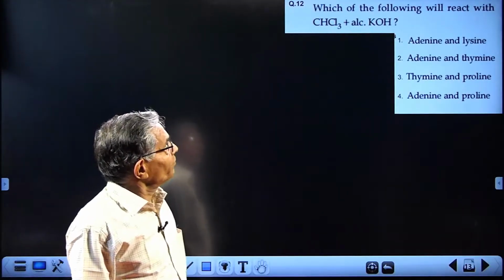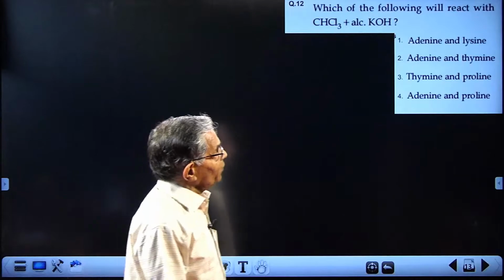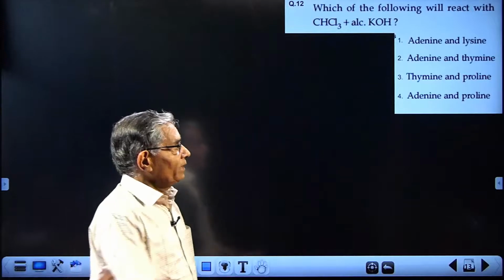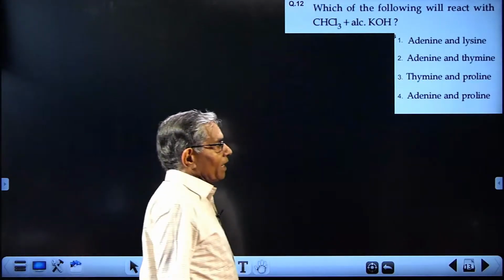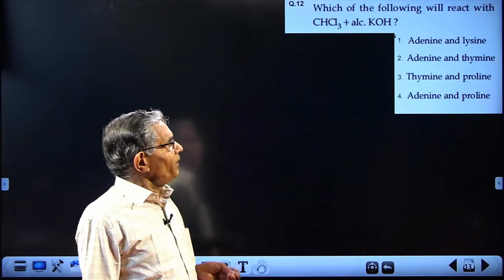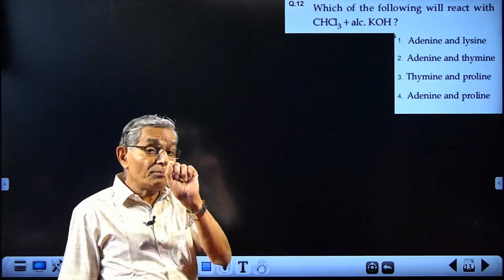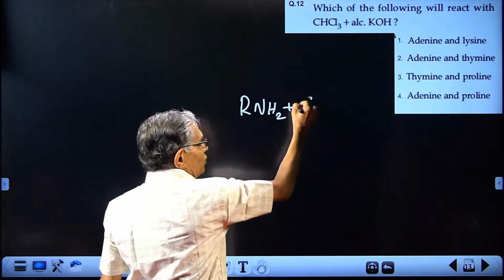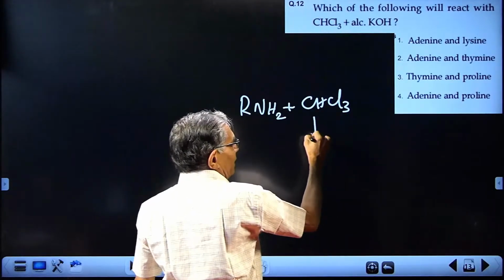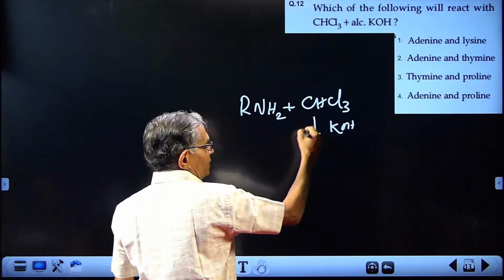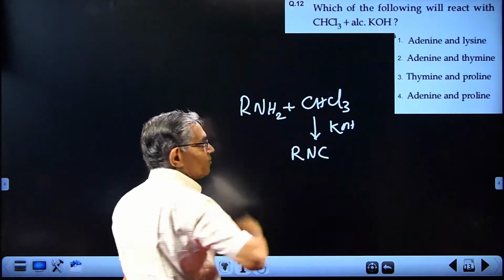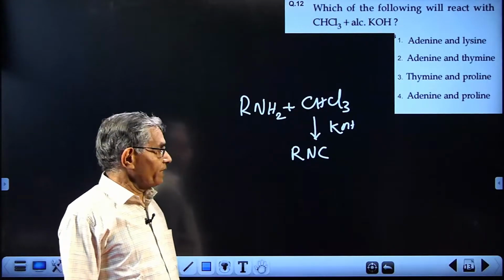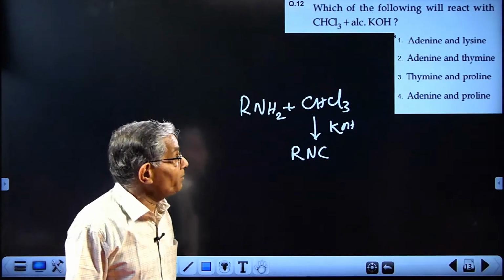Next will be, which of the following will react with chloroform and alcoholic potassium hydroxide? The question is based upon amino acids. So naturally the question will be about a characteristic reaction of primary amines. You know, a primary amine RNH2 can react with chloroform in the presence of alkali, with HCl eliminated, giving an RNC type foul smelling compound. That compound is called isocyanide, alkyl isocyanide or carbylamine.